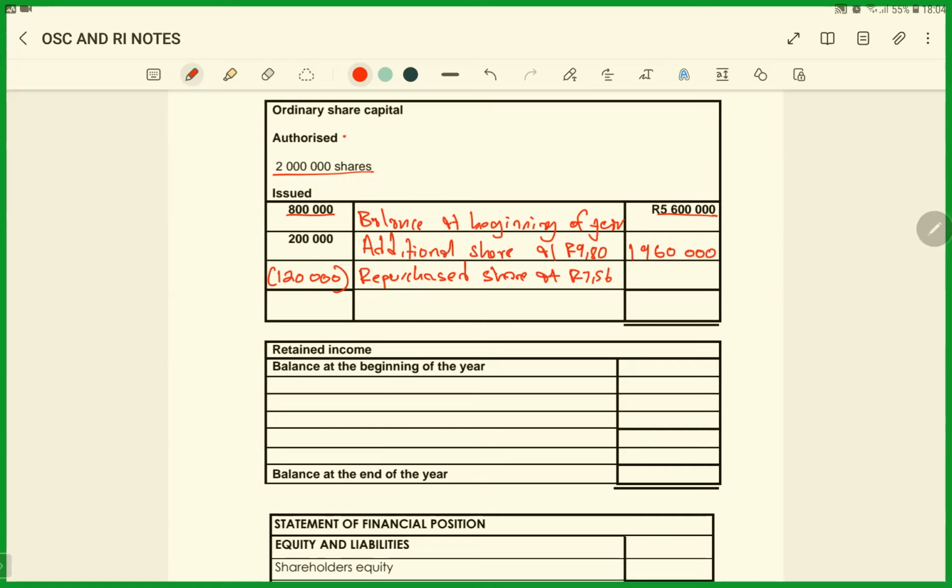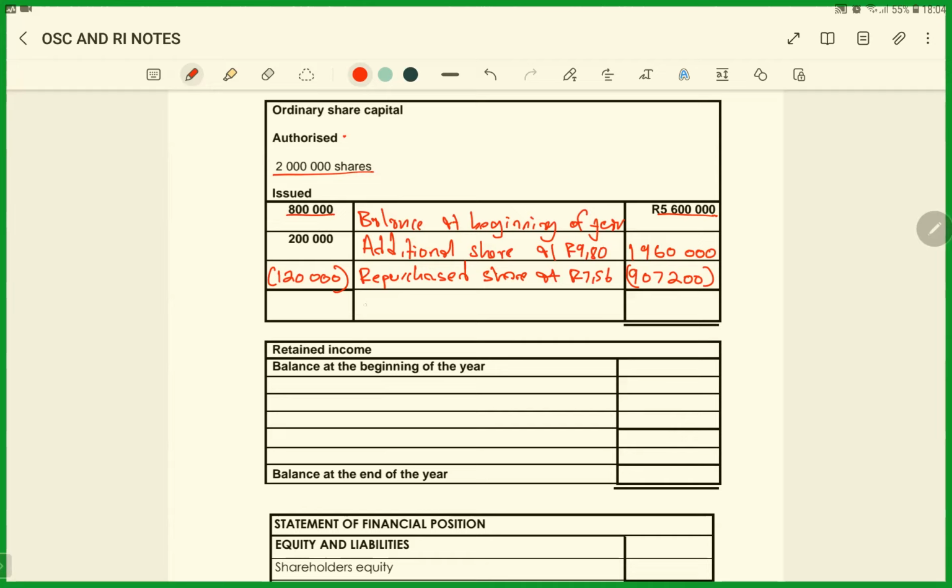So when you take 120,000 and multiply it by 7.56, how much do you get? I got 907,200. 907,200. So this must be in brackets as well. Okay. So right now, let's determine the number of shares in issue at the end.